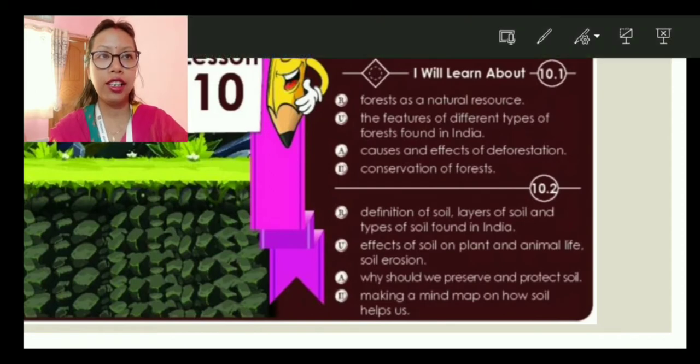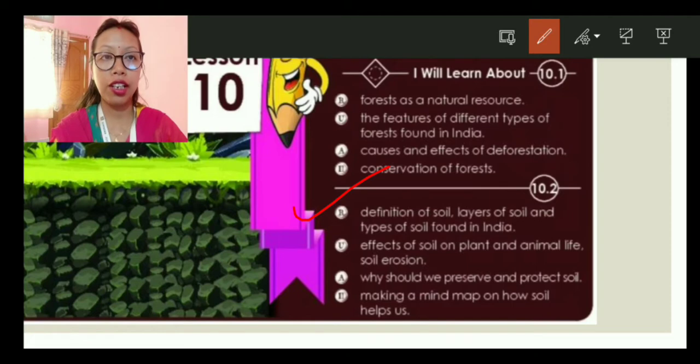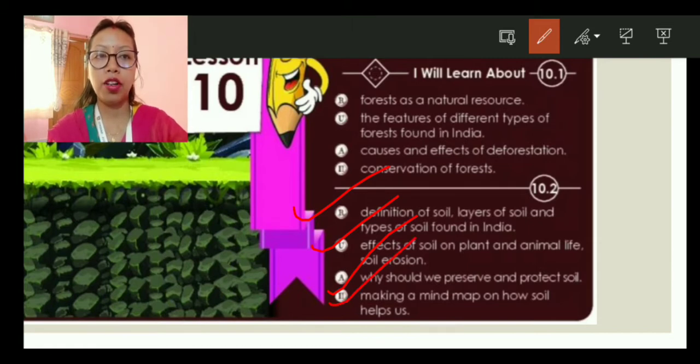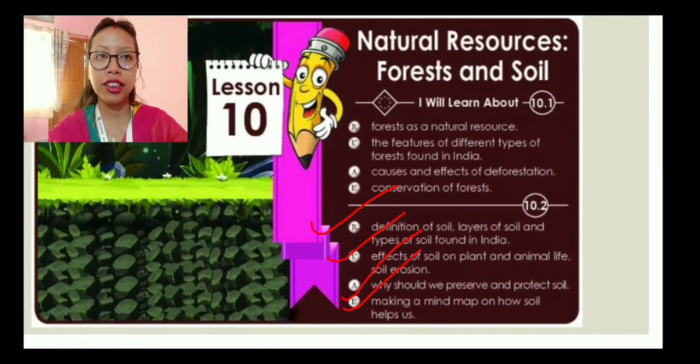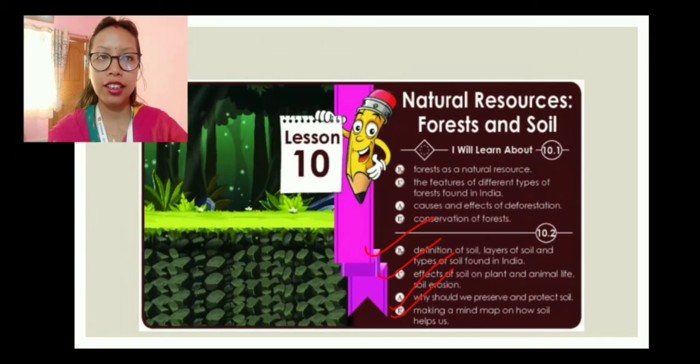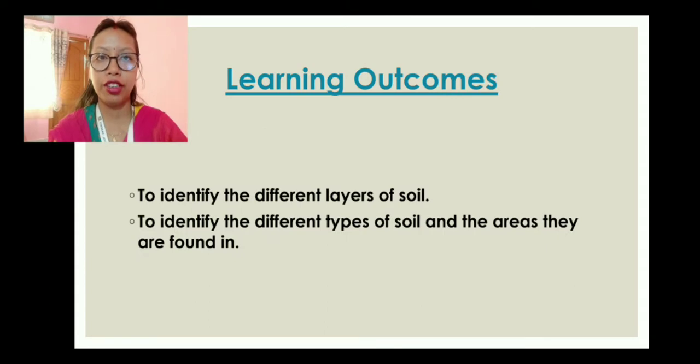So in this lesson we will learn about the definition of soil, layers of soil and types of soil found in India. Then effects of soil on plant and animal life, soil erosion. Why should we preserve and protect soil, and making a mind map on how soil helps us. So these are the subtopics that we will be discussing in this second part of the lesson.